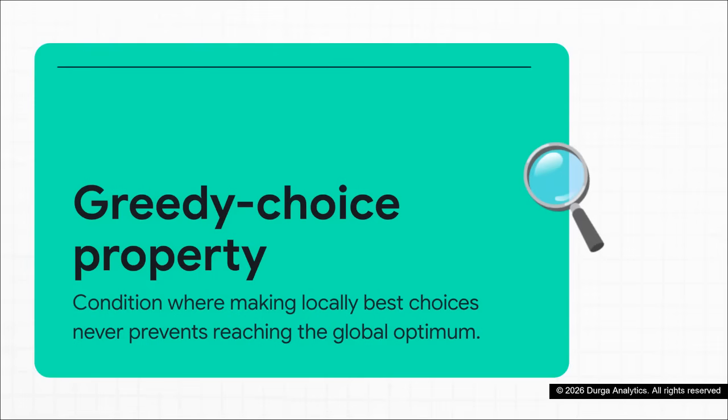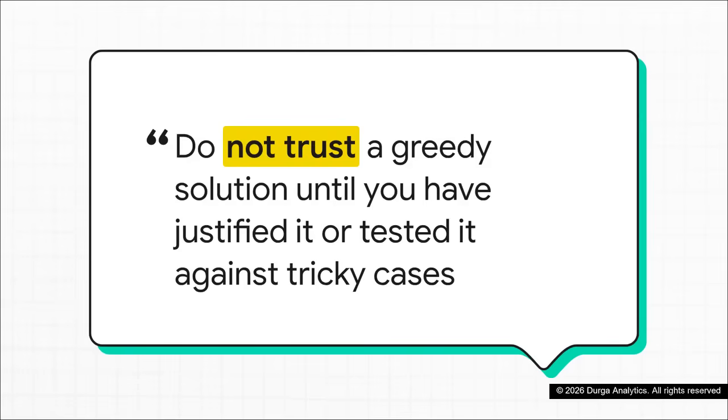In our working standard coin system, taking that 25-cent coin never blocked an optimal solution. In interval scheduling, picking the earliest finishing task never blocked fitting the maximum tasks. The problem's underlying structure absolutely must guarantee that grabbing the local best option is always a mathematically safe step toward the optimal overall solution. Our course text puts it perfectly, stating, "Do not trust a greedy solution until you have justified it or tested it against tricky cases, because greedy simplicity makes wrong answers dangerously plausible."